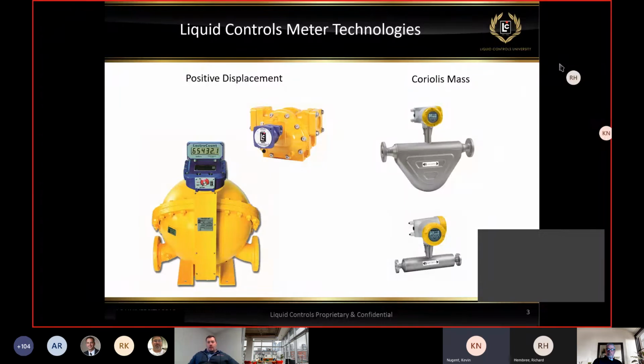But you see photos of our positive displacement flow meter. We have the M series meter with the pod pulsar there, as well as the steel case meter. And then you see examples of the Coriolis mass flow, where we have the straight tube as well as the bent tube design.